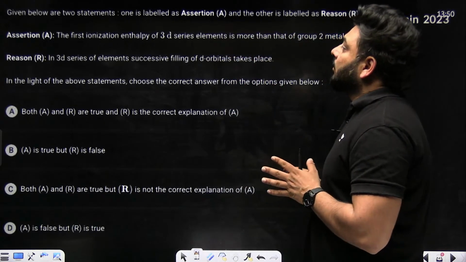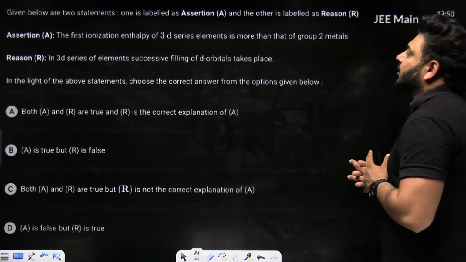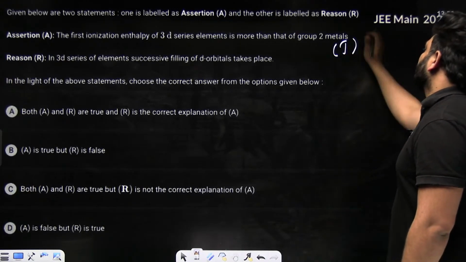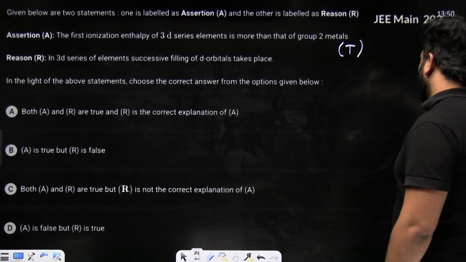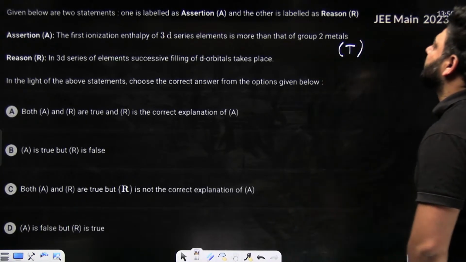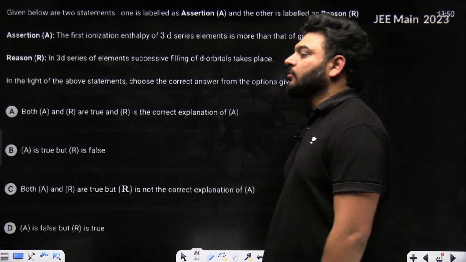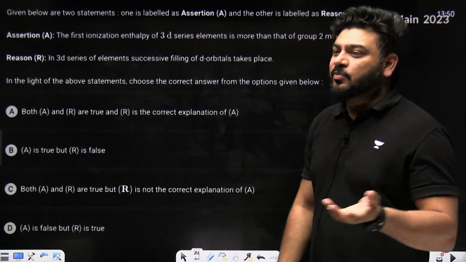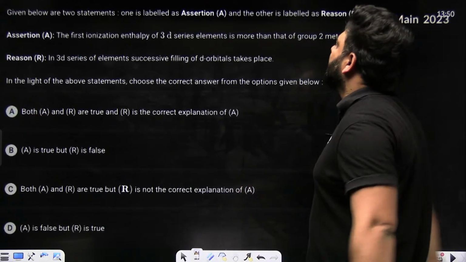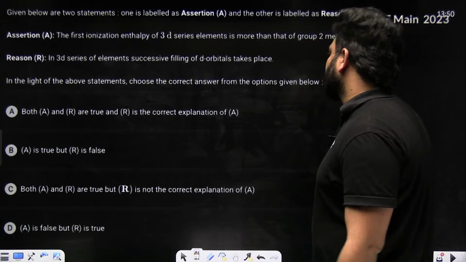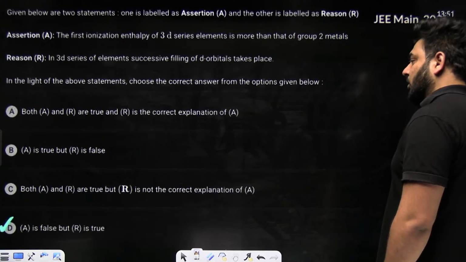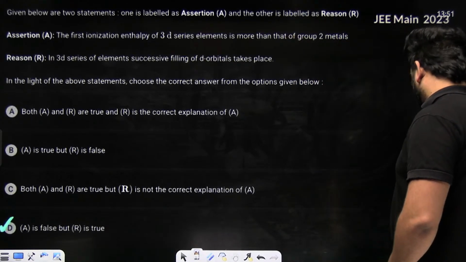Next, the assertion reason: the first ionization enthalpy of 3d series is more than that of group 2 metals, which is true. Whenever we move from left to right, the ionization enthalpy increases. Okay, 3d series we are talking about. So scandium, titanium, vanadium, they all will be having higher than potassium and calcium. In the 3d series, successive filling of the d orbital takes place, which is also true. So what should you think? I think A is false and R is true.